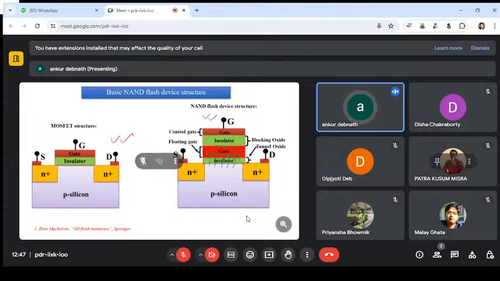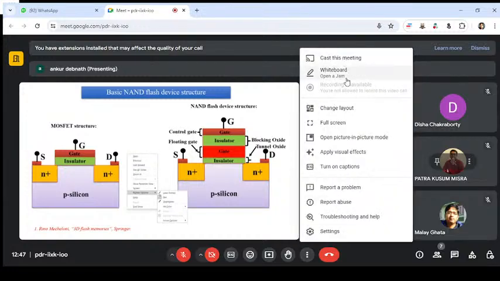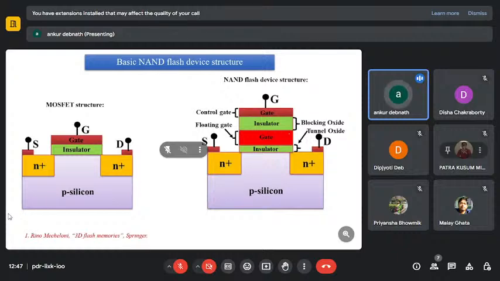So let's first explain the tunnel oxide. This insulator is called the tunnel oxide. We are introducing this insulator because the electron is moving through the insulator. There is some electric field inside this, and then the electron moves through this insulator.